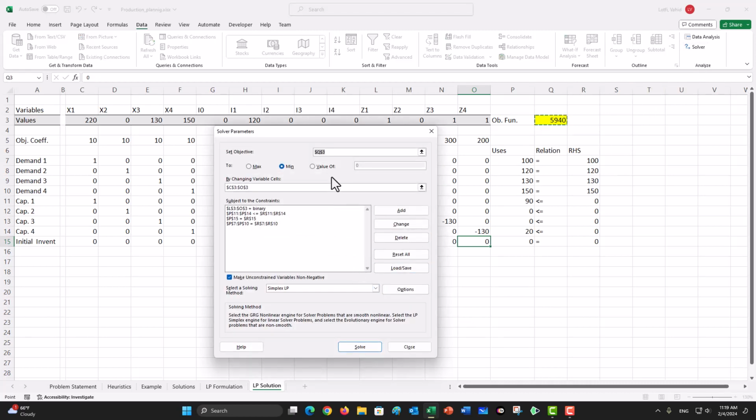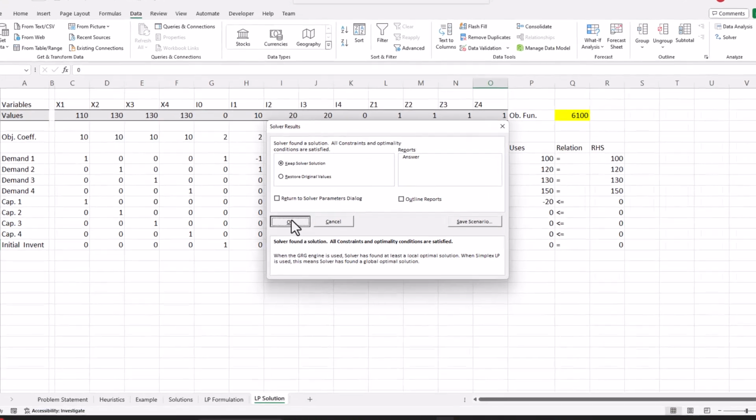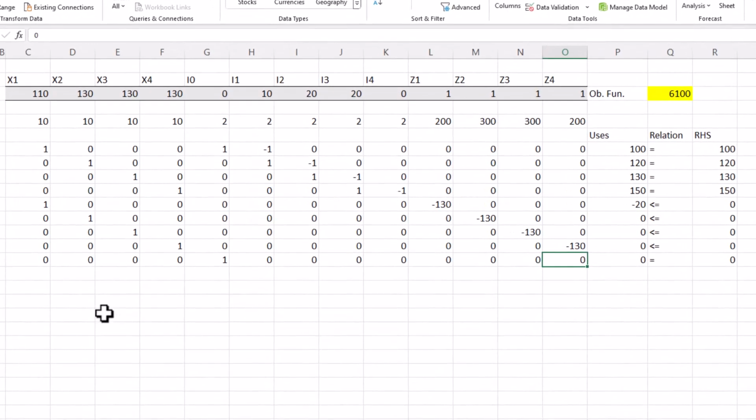And we'll go ahead and use solver again. Notice I don't have to change anything. All I have to do is to solve the problem one more time. And solver produced the feasible and optimal solution. And here are the results. In this case, solver produced 110 units in the first period. So the demand was 100, so it's carrying an inventory of 10 units in the first period.